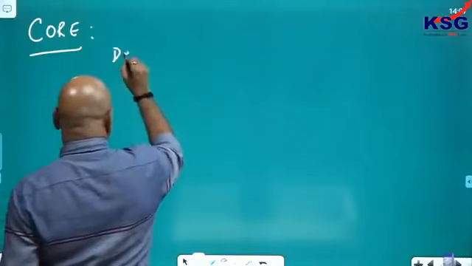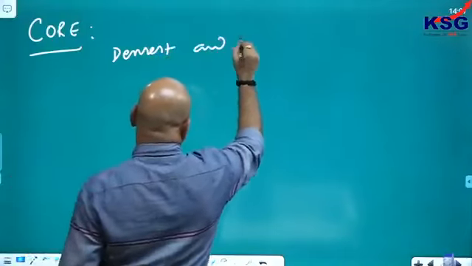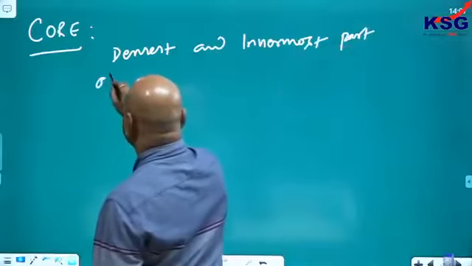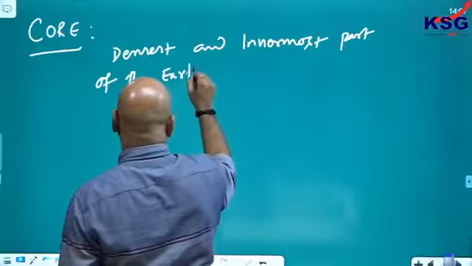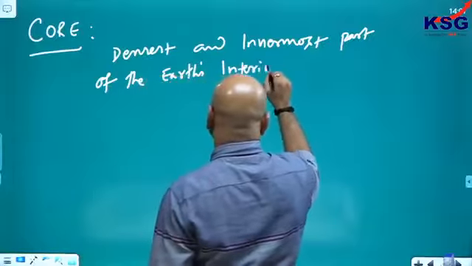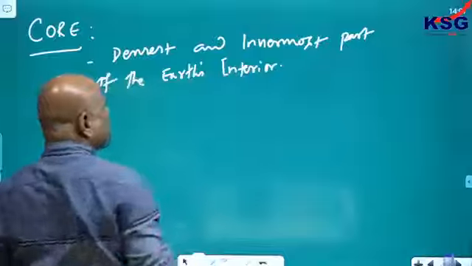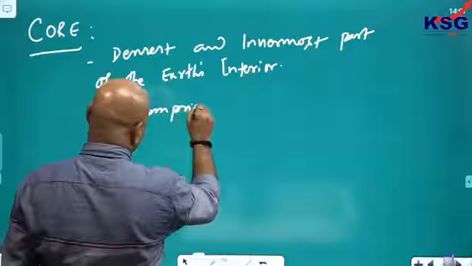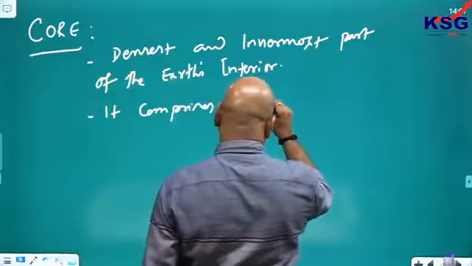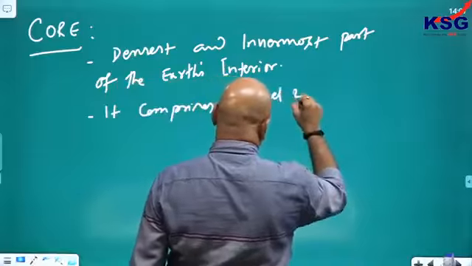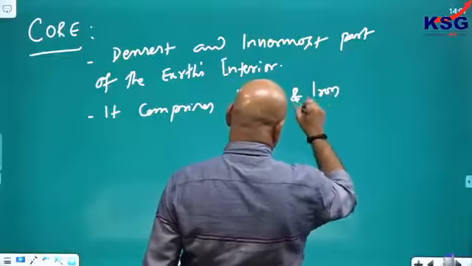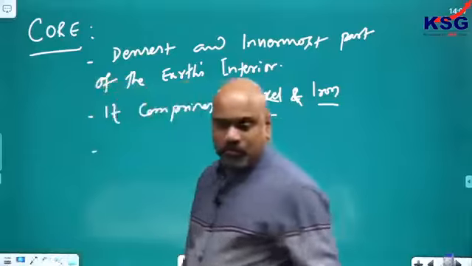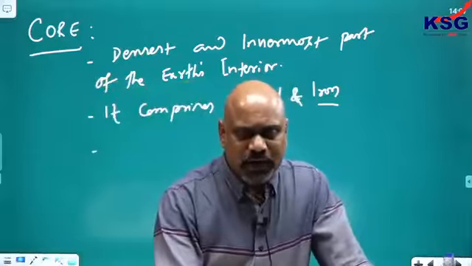The core is the densest and innermost part of the earth's interior. It comprises mostly nickel and iron. If you look at this entire region, it is nickel and iron rich.